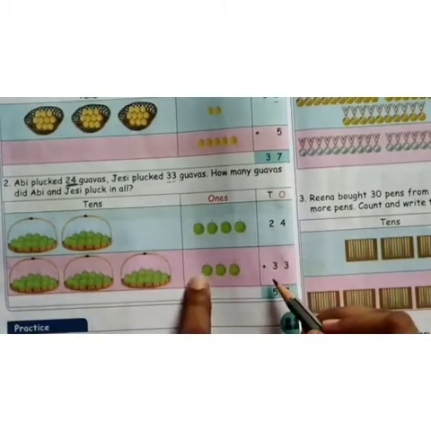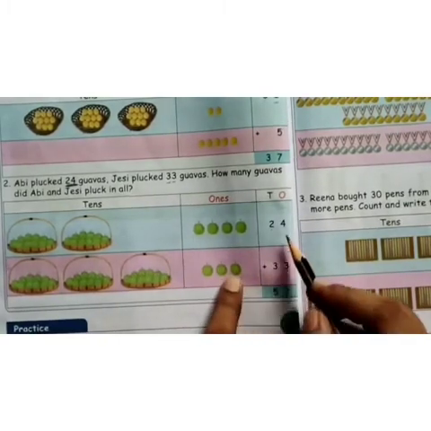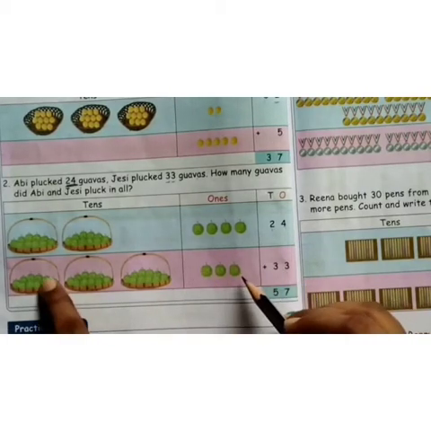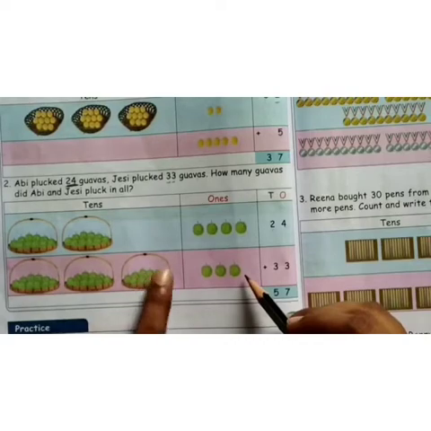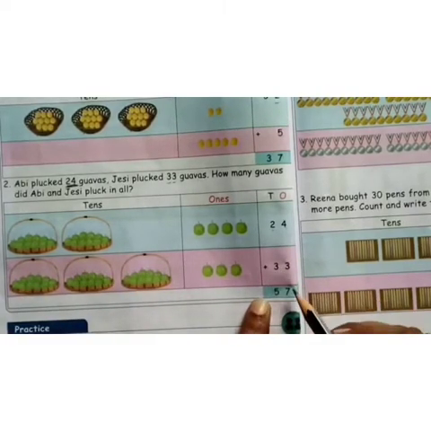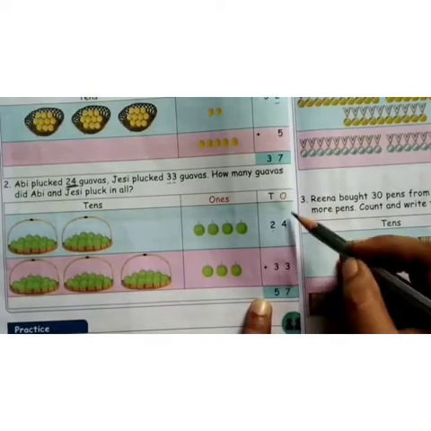And next, see this one. In ones place we are having 1, 2, 3, so we write 3. In tens, 1, 2, 3, so 3 tens are there. So we have to write here 3. Okay, so now we have to add this.